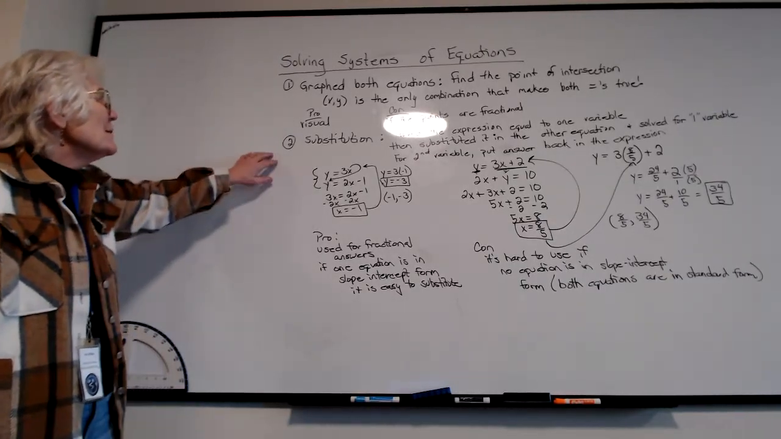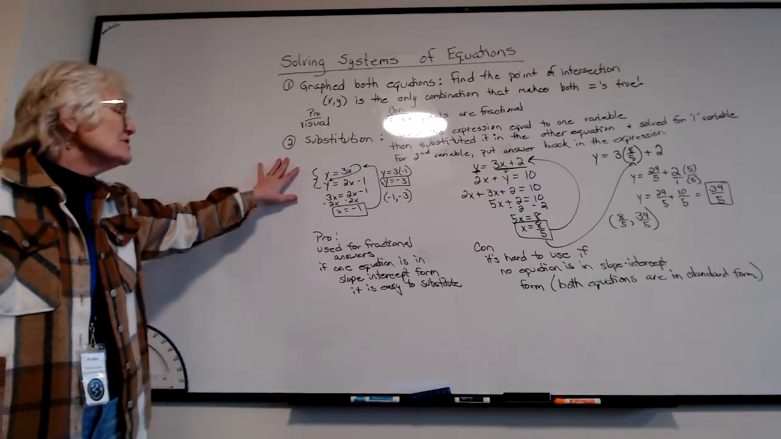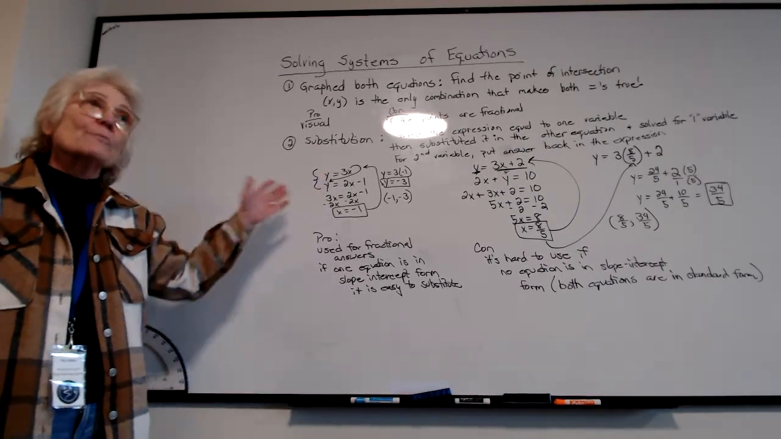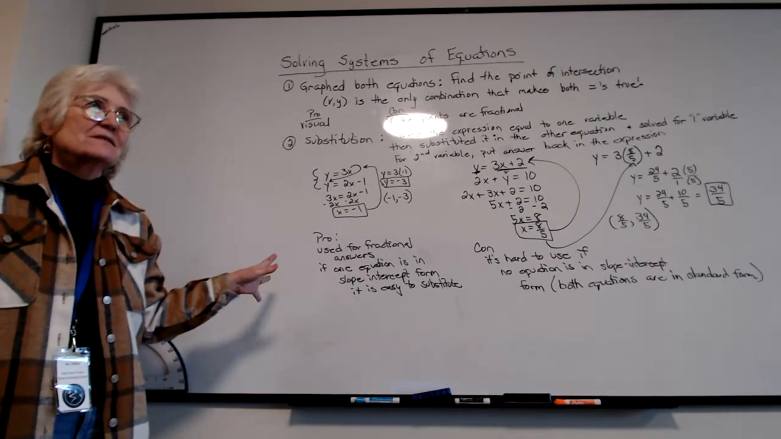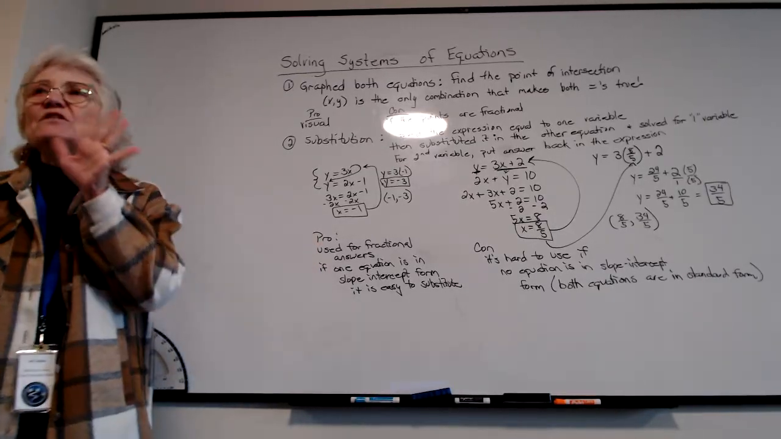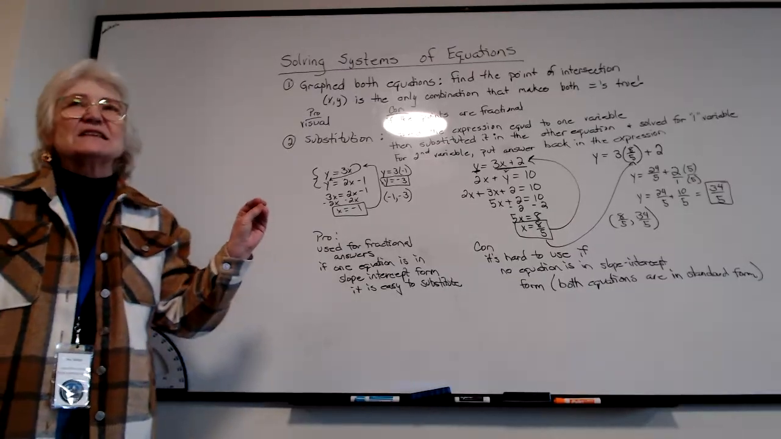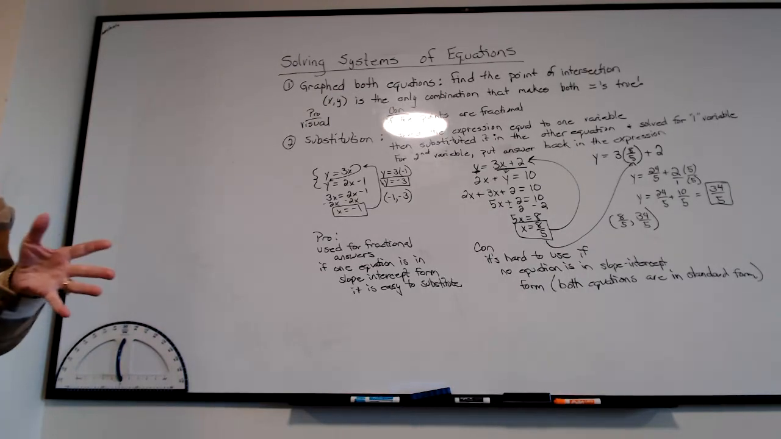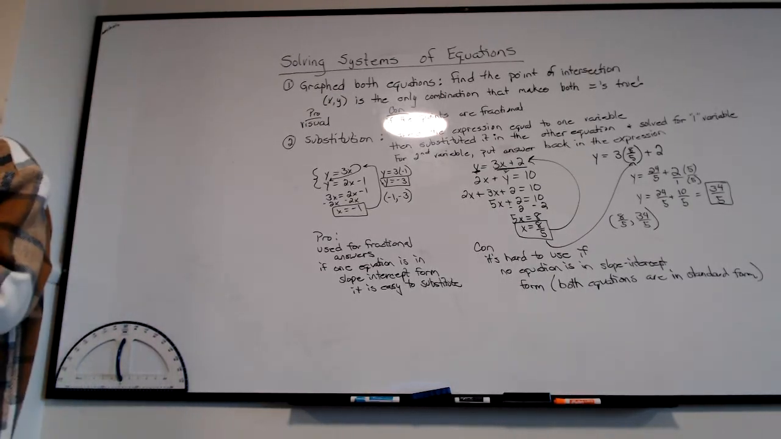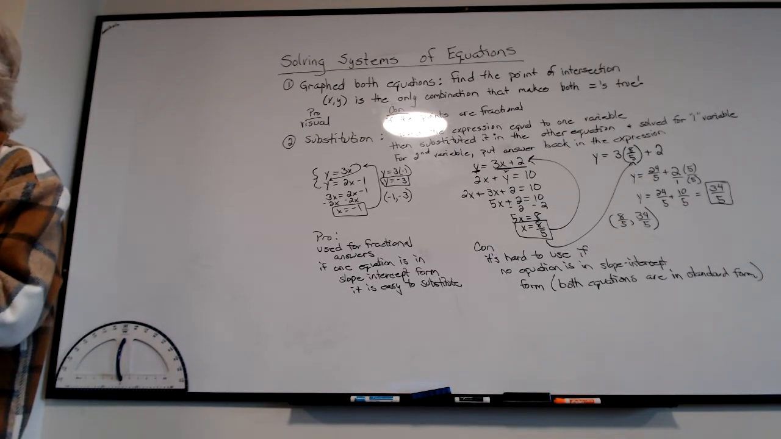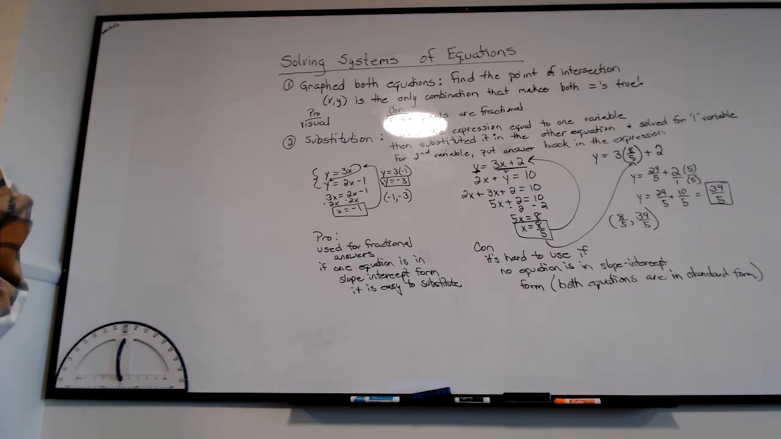So we're going to talk about when should you use these. Substitution is a lot easier if you have one in slope-intercept form or both of them in slope-intercept form. Okay, it's a lot easier when it's that way. But if you don't, then the next method is the easier way. But both of them work for any equation. Graphing works for every equation. We just might not be able to find the exact numbers. Okay, it doesn't work as well because it doesn't give us the exact numbers. We can get a good approximation from it, but we can't get the exact number.